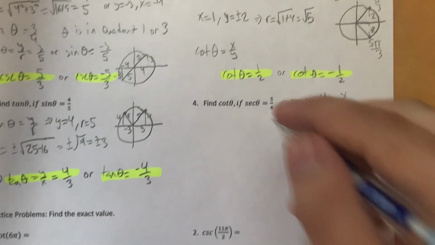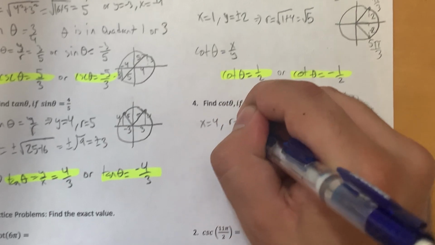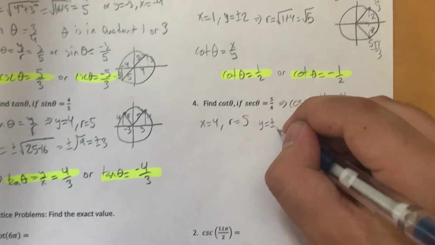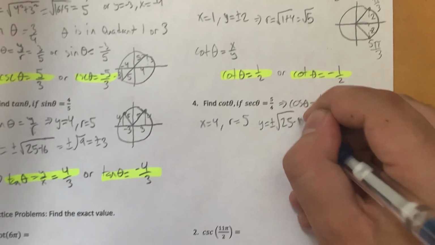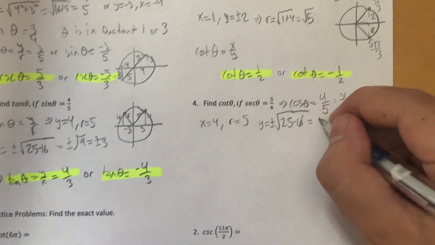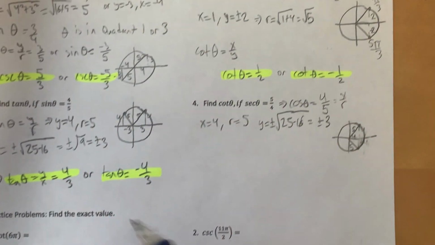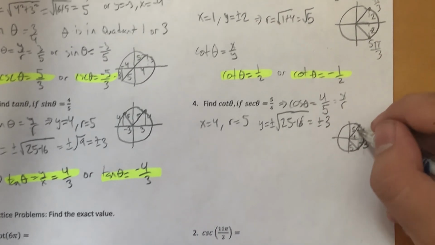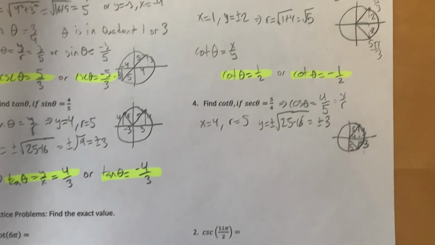All right, x equals 4, y equals 5. And I know I'm going to get two answers. So y equals plus or minus root 25 minus 16 again, which I'm just going to say plus or minus 3. I did the math on this one, right? So I'm going to get 3 and negative 3. So I have everything. I know it's in the first and fourth quadrant.